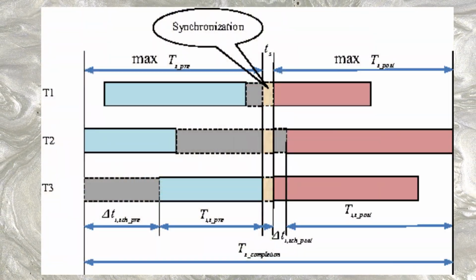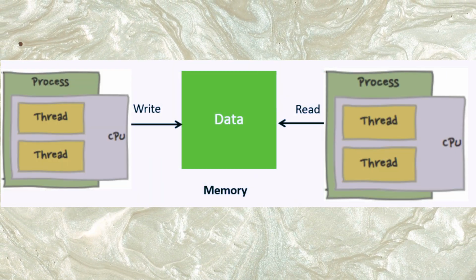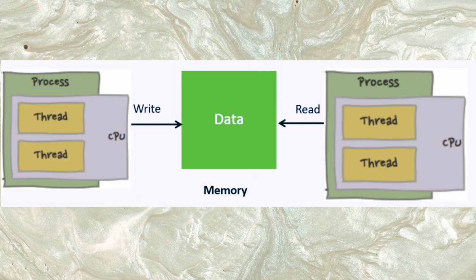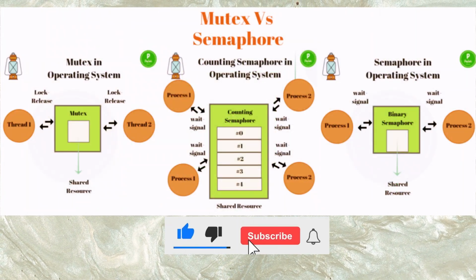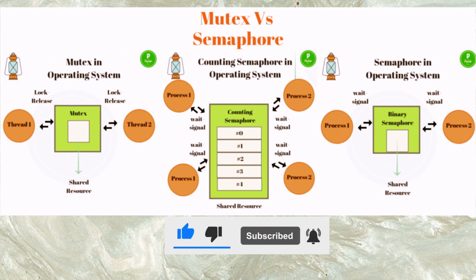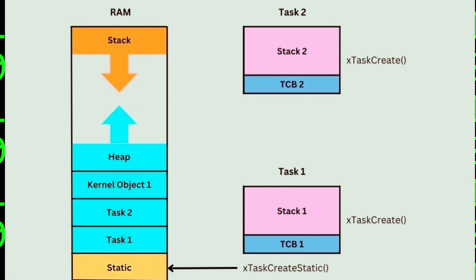2. Task synchronization. RTOS provides mechanisms for tasks to synchronize their execution and share resources safely. For example, semaphores and mutexes are used to coordinate access to shared data between tasks. 3. Memory management. RTOS manages memory resources efficiently, allocating and deallocating memory dynamically as tasks require it. Memory protection mechanisms may also be implemented to prevent unauthorized access to memory regions.